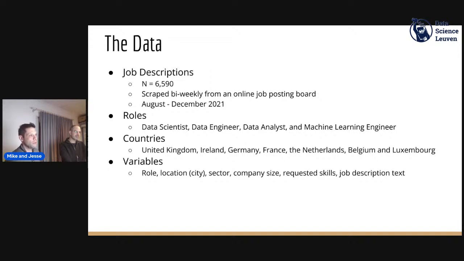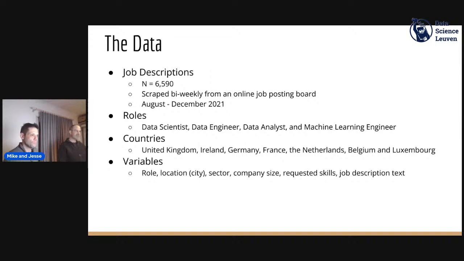They span, we zeroed in on these 4 different roles: data scientists, data engineers, data analysts, and machine learning engineers. We looked at different countries, and within those different countries, we looked at the big cities. And we were looking specifically at the roles, the locations, the sectors, the company size, the requested skills, and then we grabbed the job text as well and have started to analyze it.